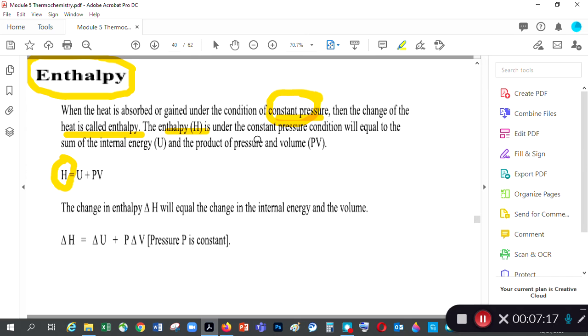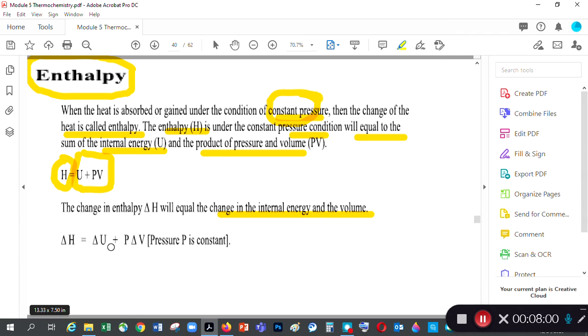The enthalpy under constant pressure condition will equal the sum of internal energy plus the product of pressure and the volume. As it turned out, the product of pressure and the volume tends to be work, W. So now let's see here. The enthalpy, which is the heat at constant pressure, equals the sum of internal energy plus the product of pressure multiplied by the volume. The pressure is constant, the volume can vary, so this is the work itself. The change in enthalpy will equal the change of internal energy and the change in volume, correct?